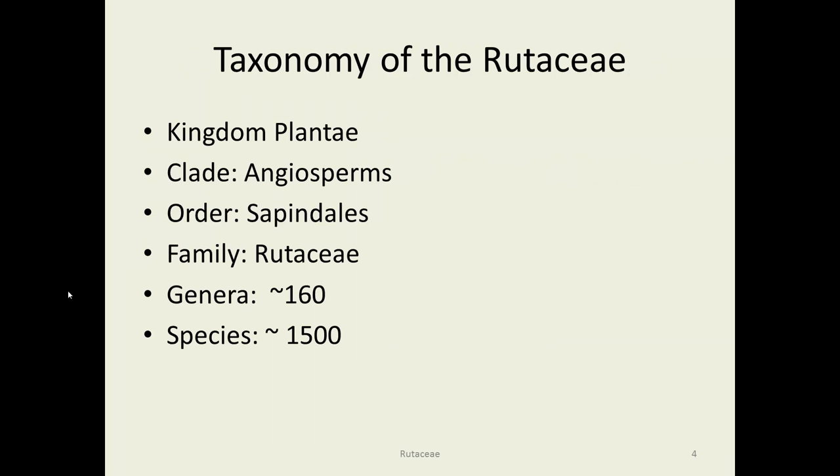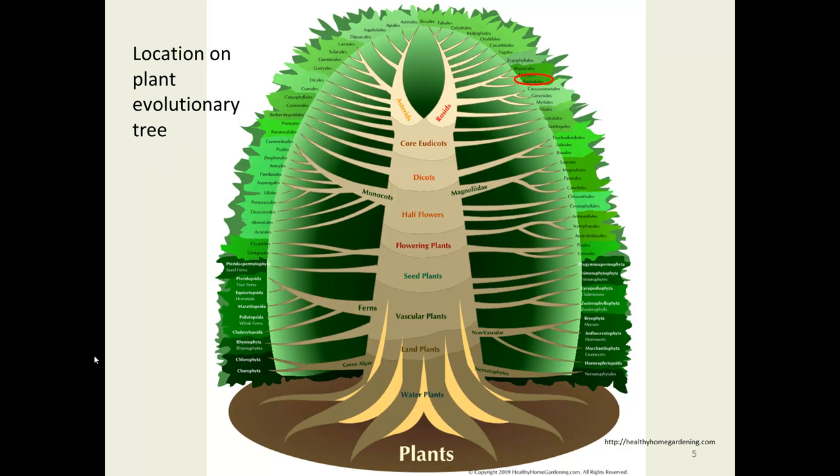We're in the Sapindales order, and so that's the same as Anacardiaceae with the poison ivy and pistachios and mangoes and all those, and then also the Sapindaceae, which had maples and a few other interesting species in it. This is Rutaceae with about 160 genera, 1,500 species, so a respectable size family. We are in the Sapindales in the rosid section on our plant evolutionary tree.